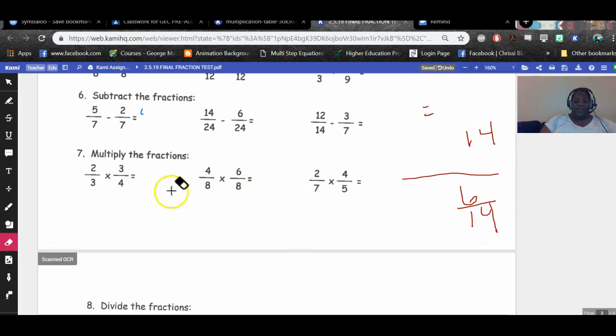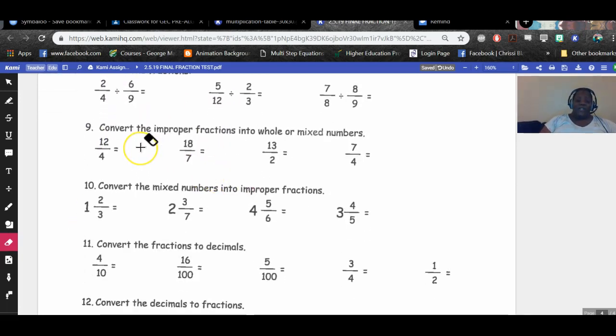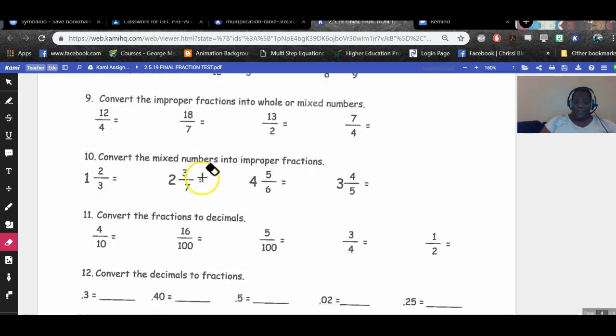Remember, just see if you can reduce, multiply straight across. Right? So let's skip those, because you can do those. Dividing fractions, you can do those. Keep the first one the same. Change the multiplication. Flip the second one. Converting the improper fractions, right? Go back to page 1. You can do those. Convert the mixed numbers to improper. You can do those. Go back to the first page.